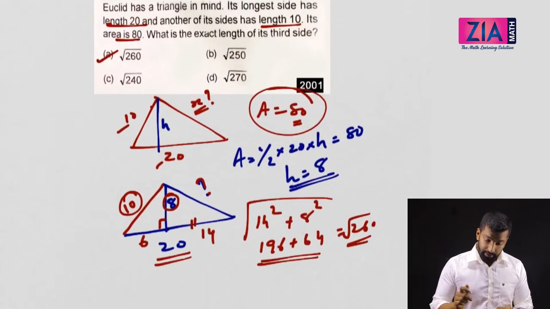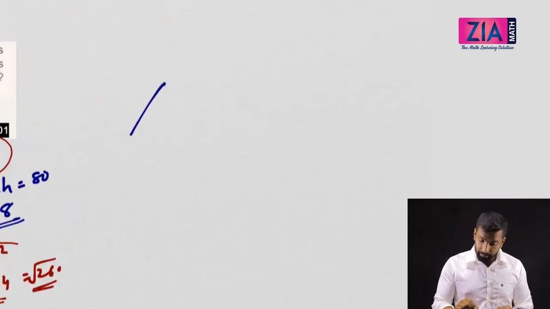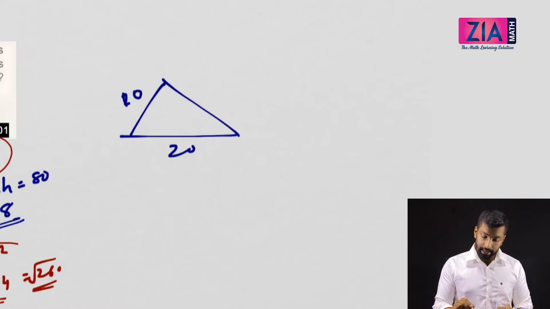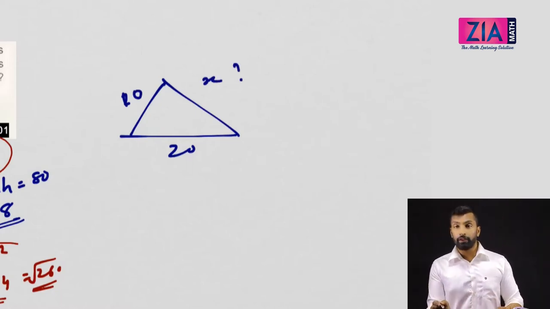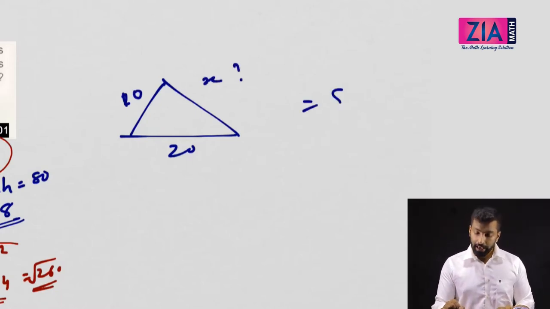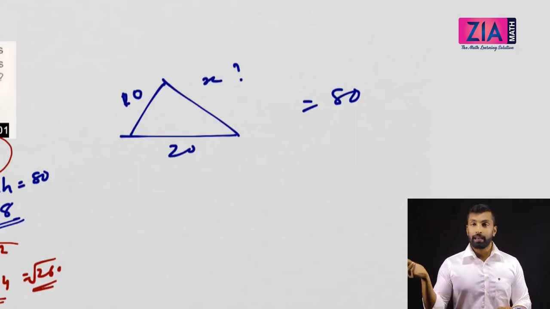See what I've done? I'm just quickly explaining it again. See, this is a question. This longest side I have taken as 20. This is 10. This is not given, so that's what we need to find out. Area is given as 80. So you can use formulas and find the side, but that is taking time.